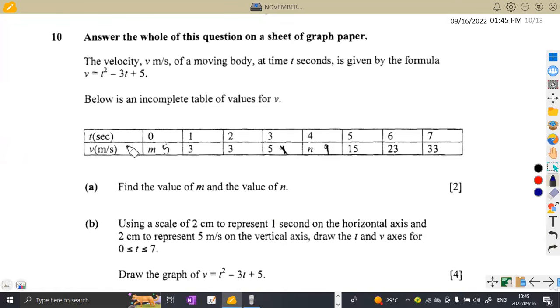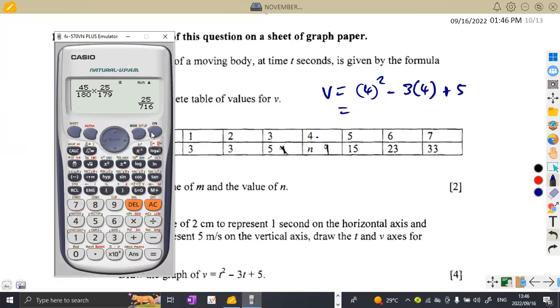We are going to substitute. When t is equal to 0, what is our v? So that's what you simply do. So the first one, t is 0, so you substitute t is 0 here, which means our v is going to be 5. Then when t is 4, we substitute here, v is going to be, in place of t, we substitute 4. So this is going to be 4 squared minus 3 times 4 plus 5, like this. Okay, so you can just substitute on your calculator straight here.